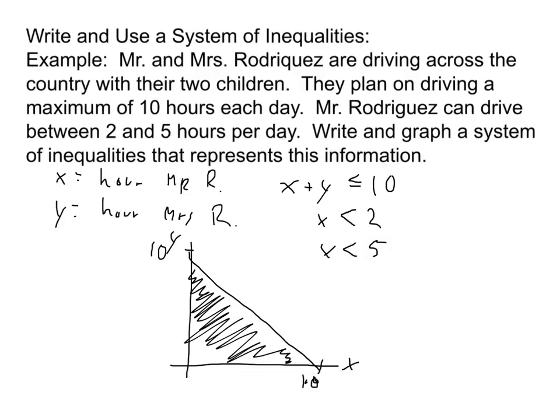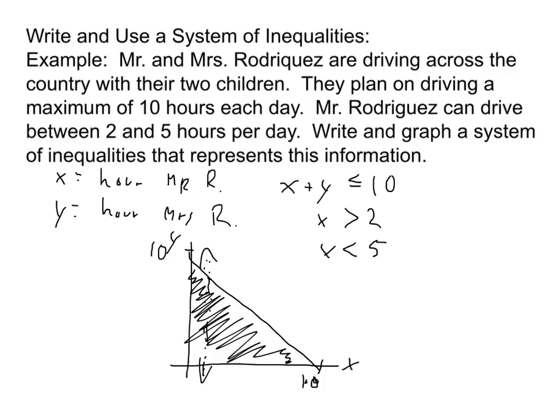Okay, x is less than, I should say x is greater than, sorry about that, let's change the sign, x had to be greater than 2. So we go over to 2 here. x equals lines are straight up and down, so I'm going to draw that. It's dashed because it's not equal to.